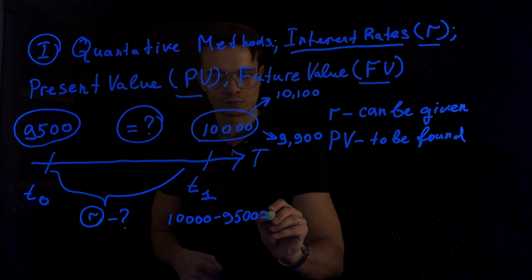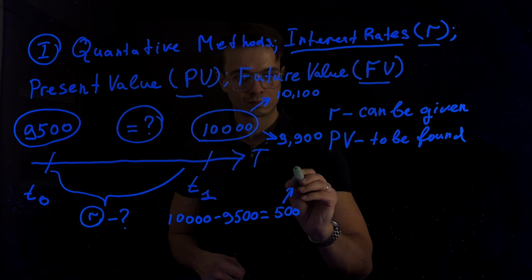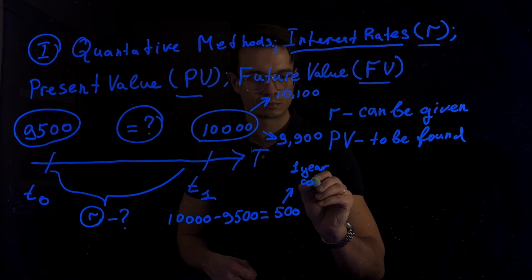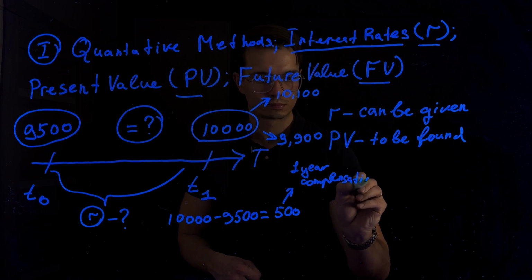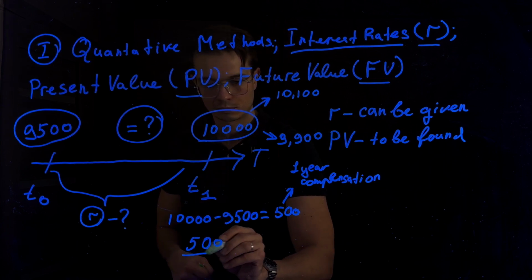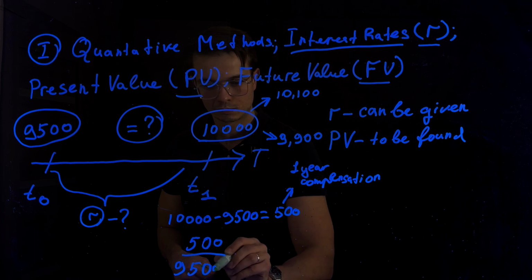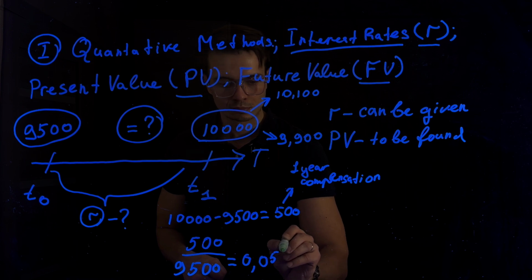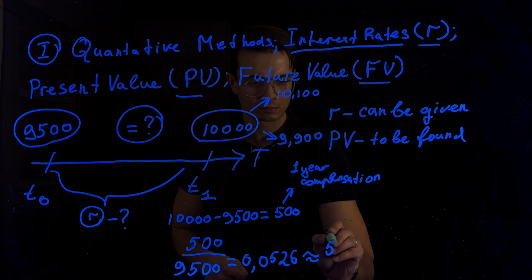$9,500 for 1 year. Let's simply take $500 and divide it by our initial amount invested, $9,500. We will get 0.0526, or 5.26%. Interest rates can be viewed in 3 ways. First, they can be considered as the required rate of return. That is the minimum rate of return an investor must receive to accept the investment.